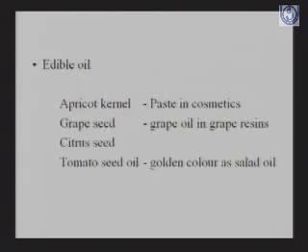Some edible oil can also be obtained from the waste products. Apricot kernel is used in paste in cosmetics, grape seed oil is used in grape resin production, and citrus seed oil can be extracted and utilized for soap and other preparations. Tomato seed oil, which is golden in color, can be used as a salad oil also. So a lot of oils we can get from the seeds and kernels of fruits, which otherwise go to waste.